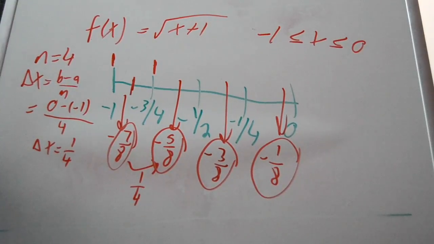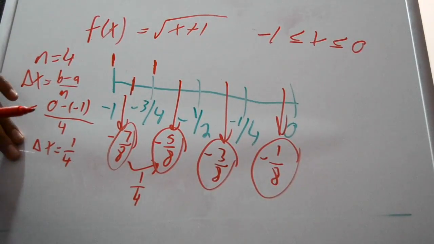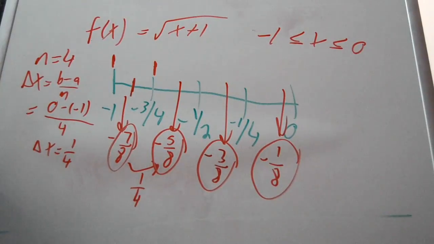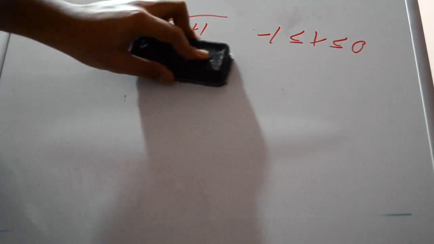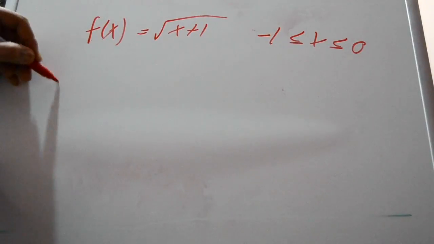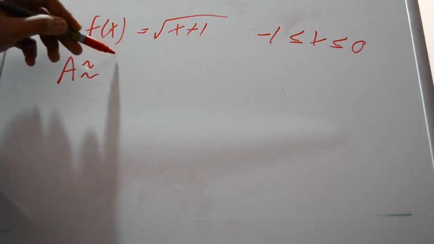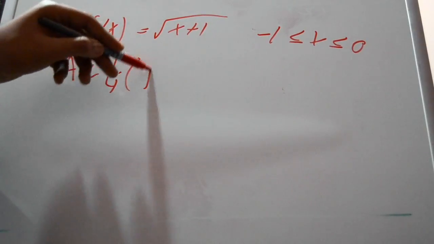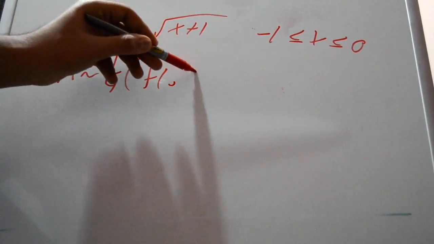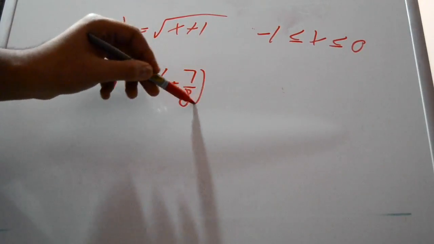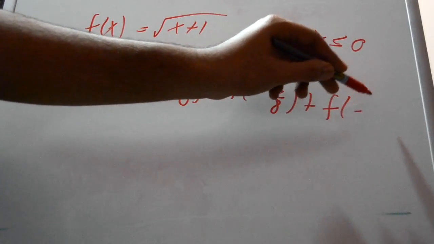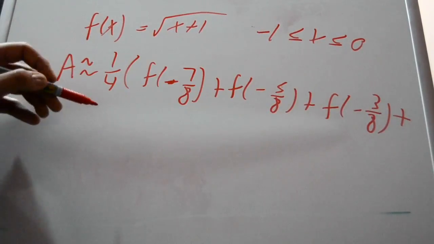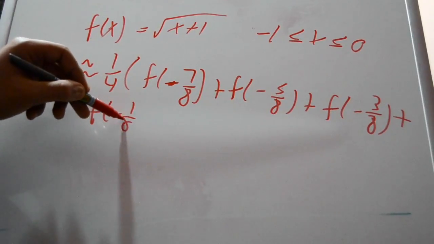Plug those all into the original function and multiply the whole sum by 1/4, which I'm going to write out for you now. I'm going to erase the number line right there. The area is approximated by the change in x, which is 1/4 as we calculated before, times f of negative 7/8. We used 4 intervals here, plus f of negative 5/8, plus f of negative 3/8, plus f of negative 1/8.